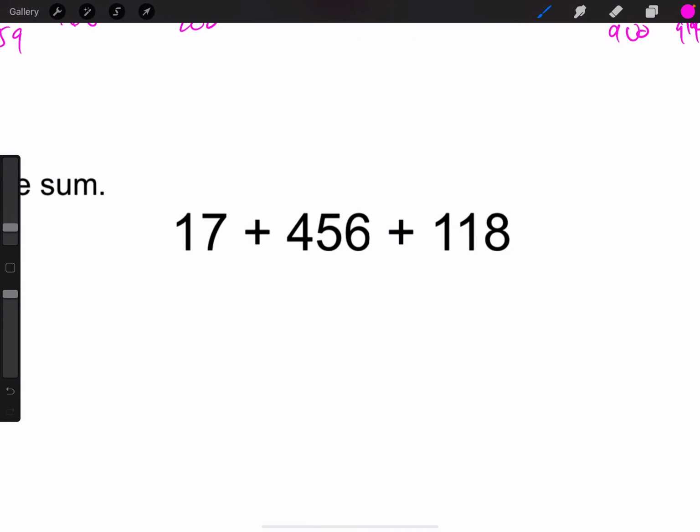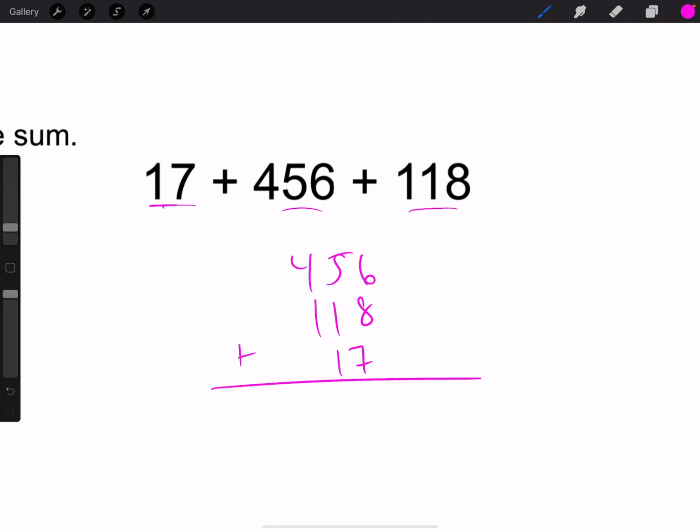Okay, find the sum. Kids have different strategies for doing this. They're all great. As long as I have some strategy, maybe I'll add these two numbers together first. Maybe I'll add these two numbers together first. Maybe I'm just going to line them all up and use the algorithm this way. Whatever way they want to do it is just fine. Again, as long as they have a strategy, they have an idea, and that they're very precise.